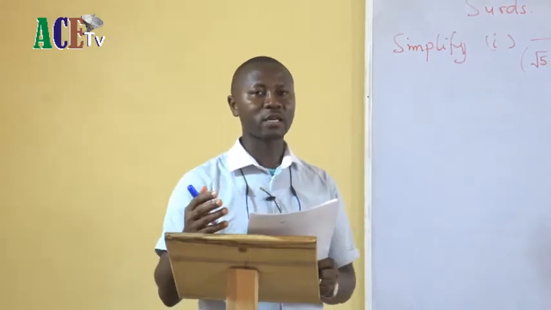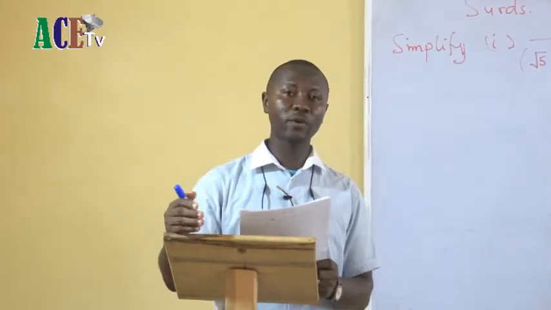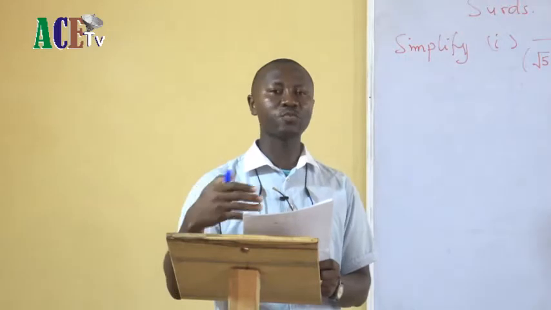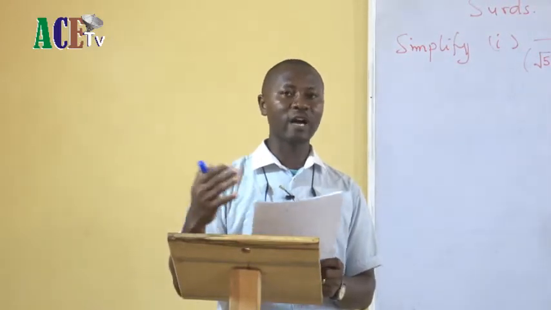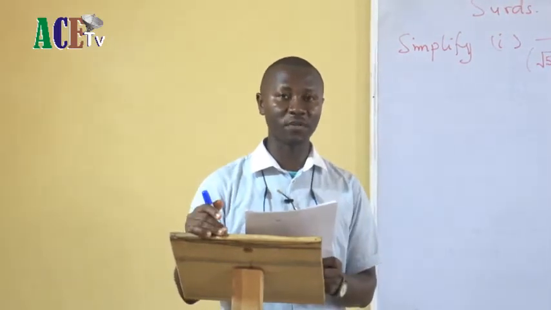You're welcome to another series in the lecture on surds for MTH 105, Elementary Mathematics for Biological Sciences 1. In this lecture, we'll be continuing from where we stopped in the last class. We looked at surds, we were able to check equality of surds, and we talked about finding the positive square roots of surds. And in this class, we'll be doing examples.